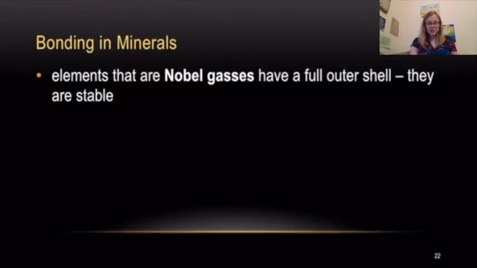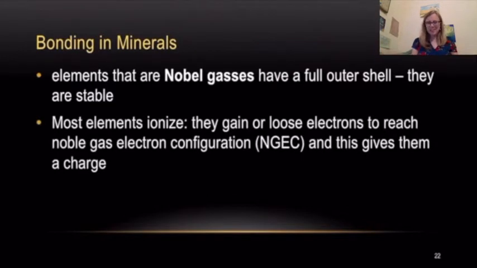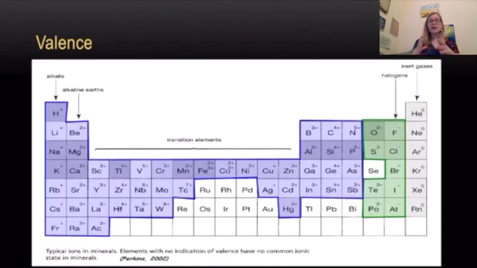Most elements are not noble gases, right? Everything to the left of that line is not a noble gas. And they have either an outer shell that has just 1 or 2 electrons in it, or an outer shell that's missing a couple to be able to get to what is called noble gas electron configuration, or that outer shell being full of electrons. So what that element will do is give up electrons or take in electrons to become full in that outer shell. When that happens, they'll ionize.